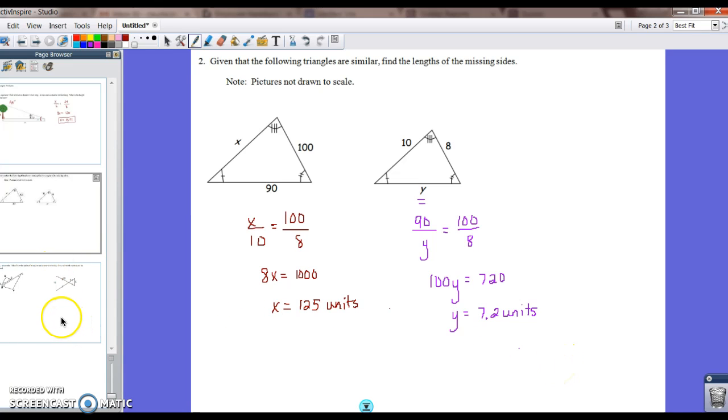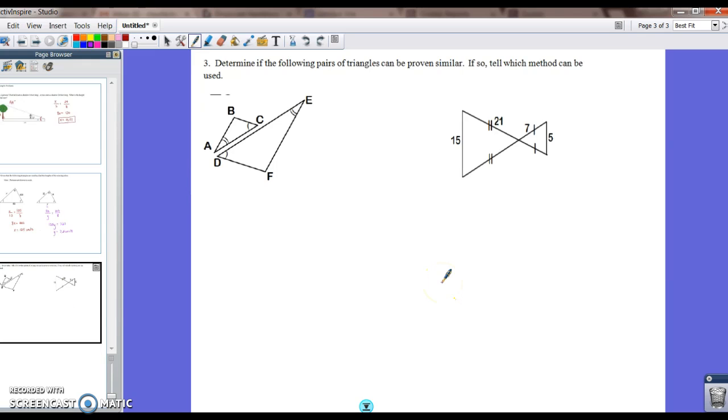Let's look at problem number 3. In number 3, we're not actually solving anything, we're just determining if it's possible to prove that the triangles are similar. So remember, we have 3 ways we can do that. We can have angle-angle similarity, we could have side-side-side similarity, or we could have side-angle-side similarity. And so we need to satisfy only one of these conditions in order to determine if the pair of triangles can be proven similar.